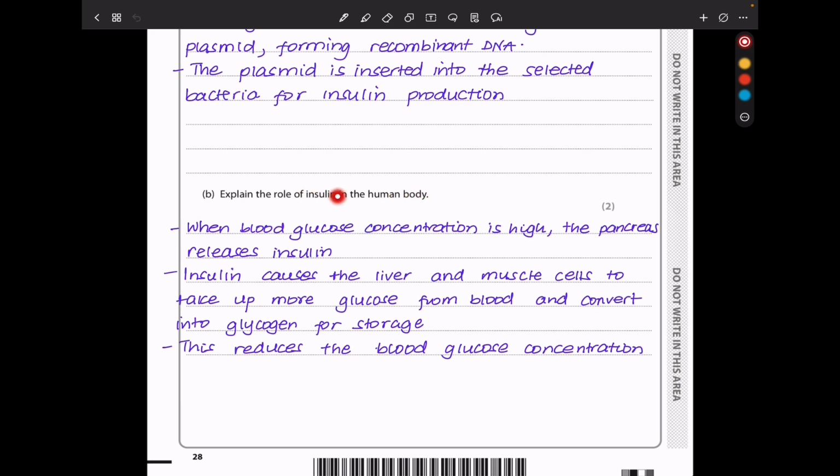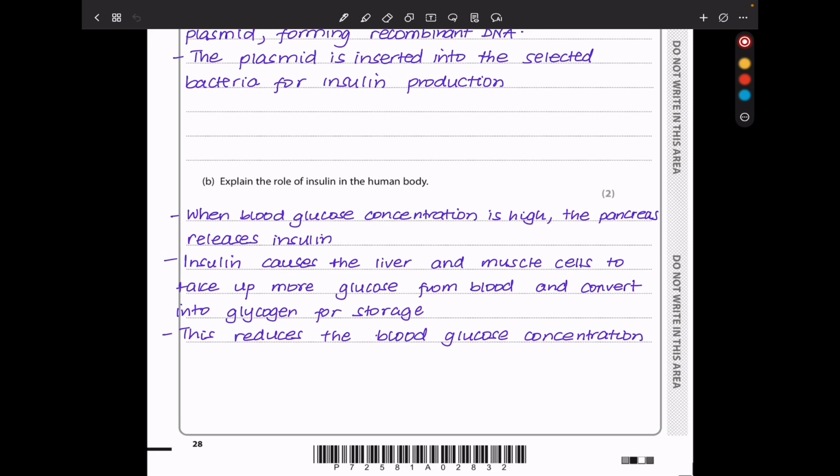In part B, explain the role of insulin in the human body. In the human body, insulin is involved in homeostasis, or I could say in negative feedback. When the blood glucose concentration increases, the pancreas is going to detect and release insulin. The released insulin is going to cause the liver and the muscle cells to take up more glucose from the blood and convert it into glycogen for storage. And then this is going to reduce the blood glucose concentration, returning to normal.